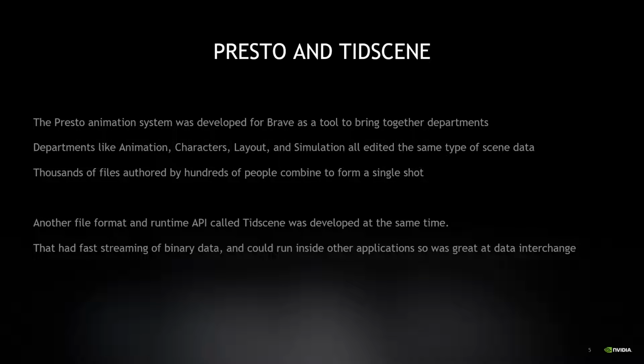Whereas before, the different departments would have their own tools and their own different expertise. We were trying to bring everybody together to edit the same data in the same tool, and be able to load up a shot and edit the layout, simulation, characters, or animation all in the same place. And to do that, when we represent assets, what a film breaks down into is thousands of little files that all reference and combine into each other, authored by a bunch of different people to form a single shot. So that's the data that we're editing: these thousands of files.